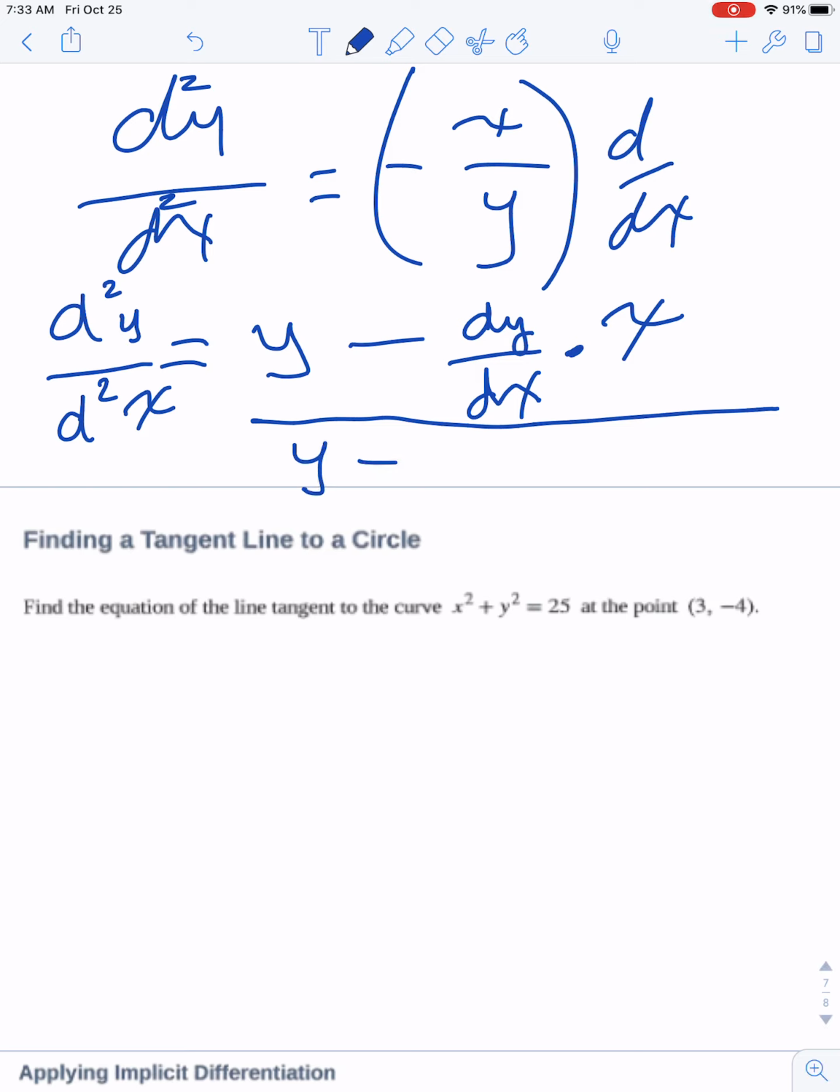So we're going to want to substitute that in. So y minus negative x over y times x. That gives us y plus x squared over y. And if you wanted to have a common denominator here, you could do that: x squared plus y squared over y.